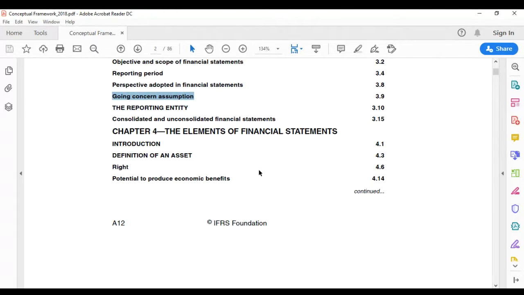Probably the most important chapter, in my opinion, all the chapters are really important, but possibly the most important one is this Chapter 4, which deals with the elements of financial statements. So we're going to discuss what is meant by elements. I joked a little bit earlier, I'm even going to bring the periodic table in there, but you'll see why then. Right, so there we will find a definition of an asset.